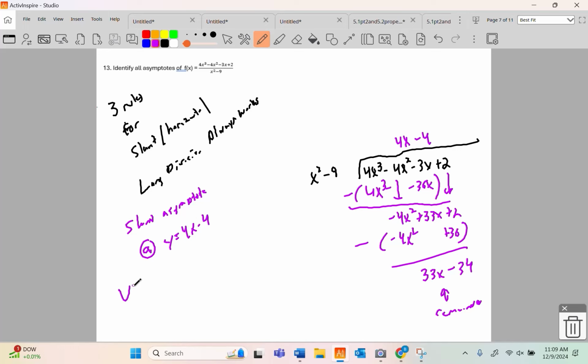For your vertical asymptotes, the denominator is equal to 0 because they happen when we divide by 0. So x squared minus 9 is nothing. X squared is 9. X is plus or minus 3. 3 asymptotes. 2 vertical, 1 slant. No horizontal.